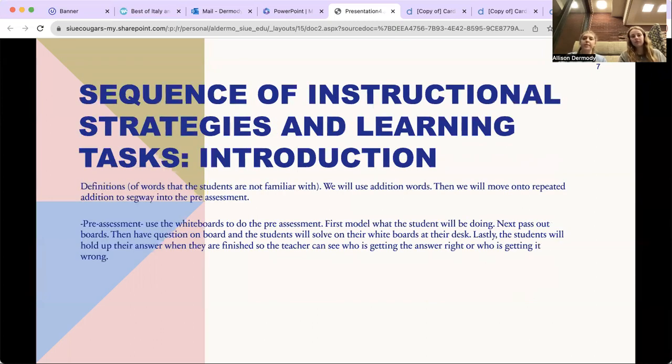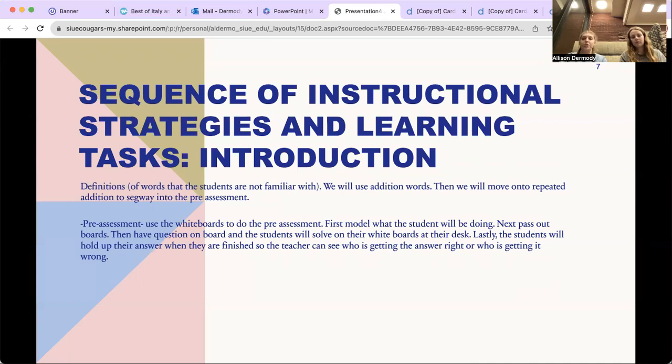So the sequence of instructional strategies and learning tasks. So first we have the introduction. So first we'll start off with the definition of words. We'll use addition words, and then we'll move on to more repeated addition to segue into the peer assessment. And then for the peer assessment, we'll use whiteboards to do the peer assessment.